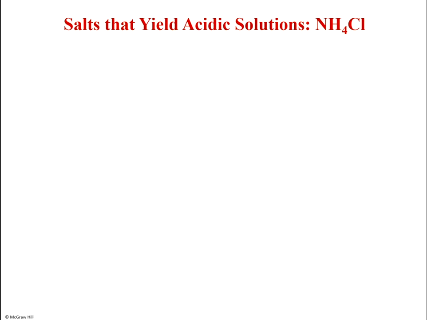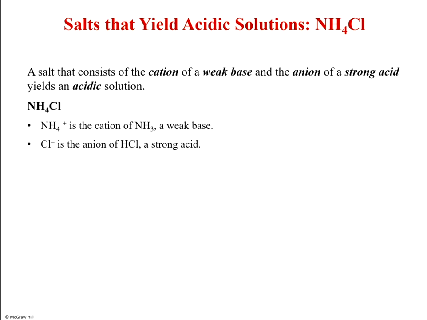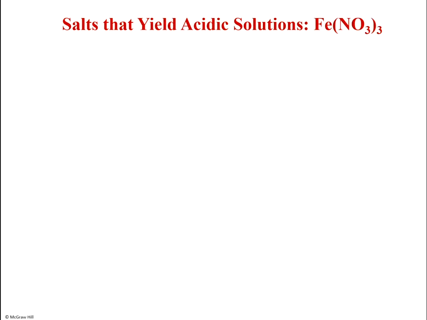Salts that will yield an acid solution, and we have ammonium chloride as an example. A salt that consists of the cation of a weak base, so ammonium would be the cation of the weak base ammonia, and the anion of a strong acid, so chloride comes from hydrochloric acid. So ammonium chloride gives us ammonium, which is a weak acid, and chloride, which is not a base. So the solution is slightly acidic because ammonium reacts with water to produce protons. Chloride does not do anything significant.